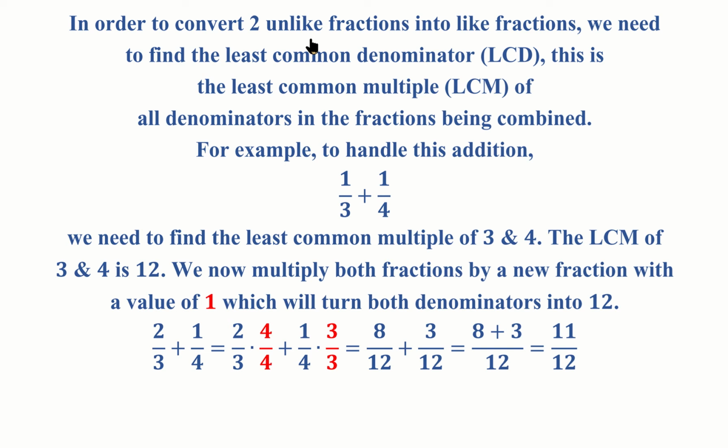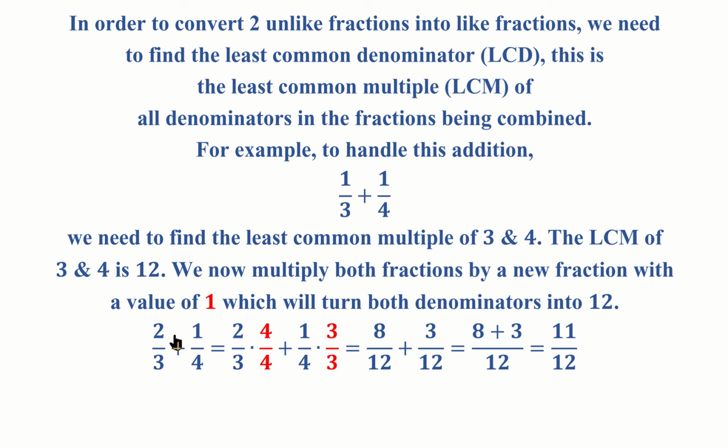We know that in order to convert two unlike fractions into like fractions, we need to find a common denominator, right? And even though any common denominator will do, if we actually happen to find the least common denominator, that means the smallest number, for example, that this 3 and 4 go into, then the numbers that we'll deal with from that point forward will be much smaller. It'll be much more efficient as an operation.